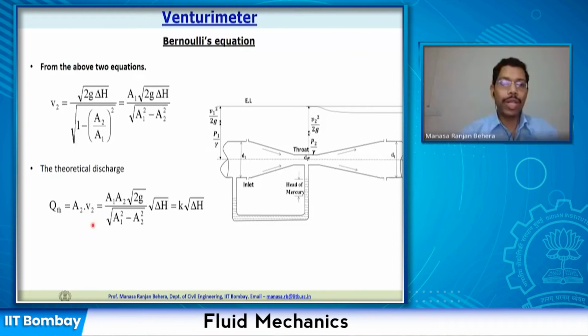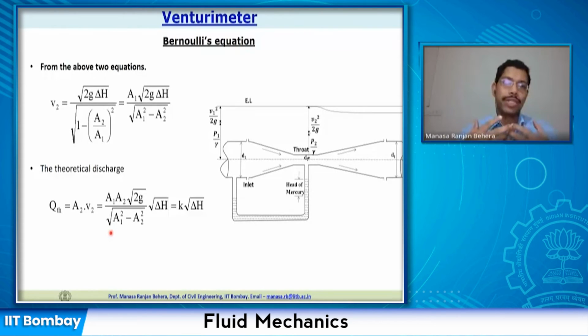And if I write A2 multiplied by V2, I can rewrite the above equation by taking A2 into that. And this term is nothing but a constant for us, for one particular system. So let us denote it as K. So K root over delta H is going to give you the value of the discharge. So for a particular venturimeter and pipe system, you know what the value of K is, and it can be obtained prior to the flow measurement. Now, if you know K, you just have to measure the value of delta H, substitute, and find out the theoretical discharge.